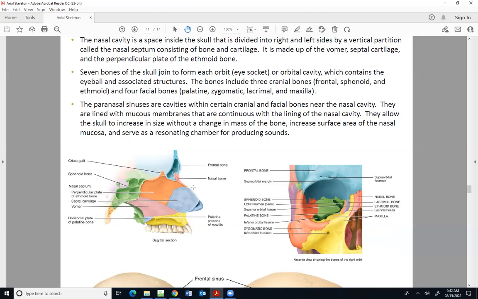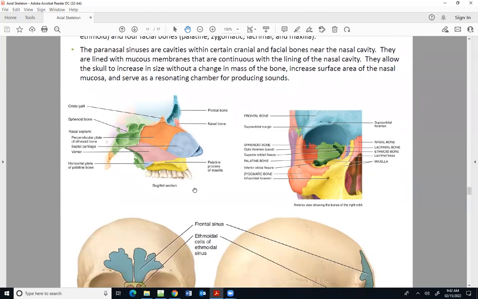So those help to form the eye socket. Paranasal sinuses are cavities within certain cranial bones and facial bones near the nasal cavity, lined with mucous membrane, continuous with the lining of our nasal cavity.